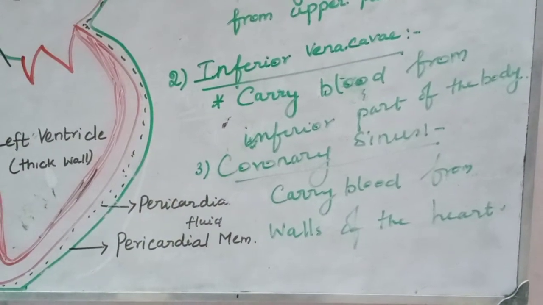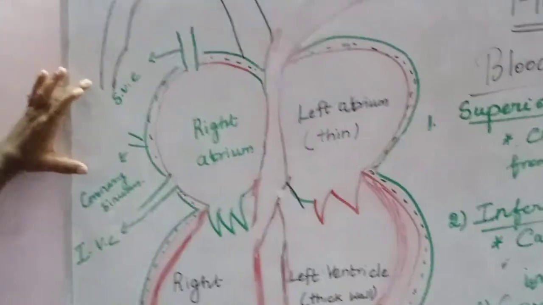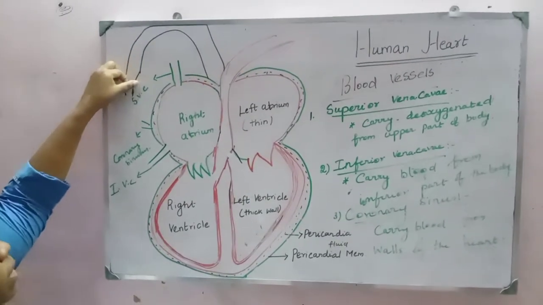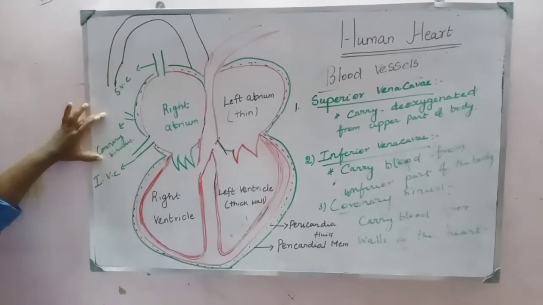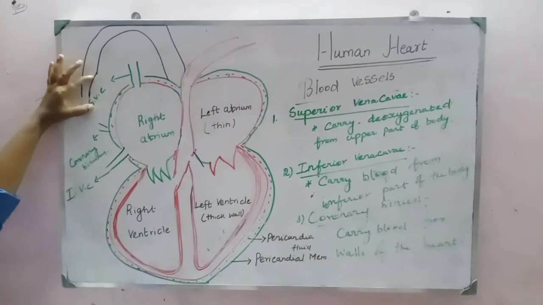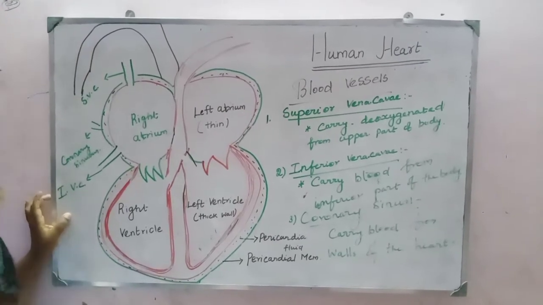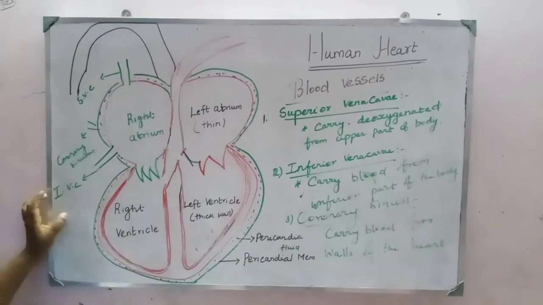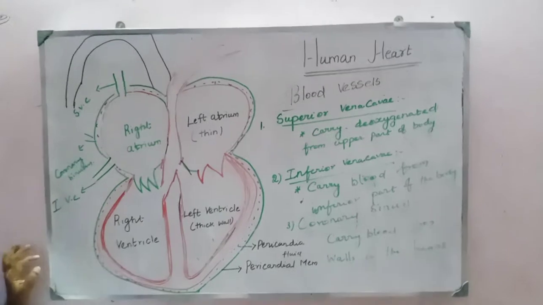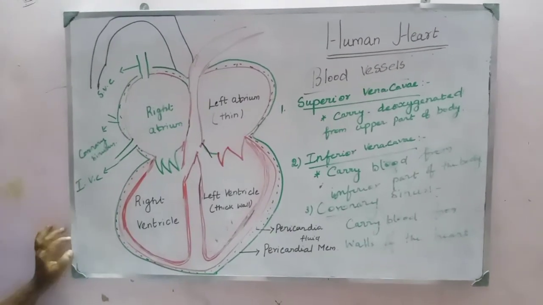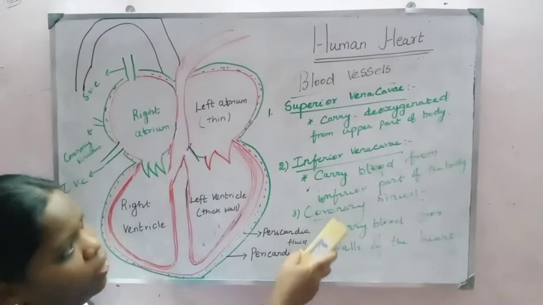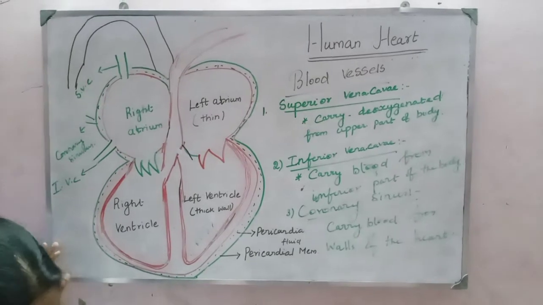Coronary sinus. So, in this atrial region, three blood vessels are there. One is the superior vena cava, inferior vena cava and coronary sinus. Superior vena cava carries deoxygenated blood from the upper part of the body. Inferior vena cava carries blood from the inferior part of the body. And coronary sinus collects the blood from the wall of the heart. That's why it is given that name. So, these three blood vessels carry deoxygenated blood. Are you clear? Deoxygenated blood.